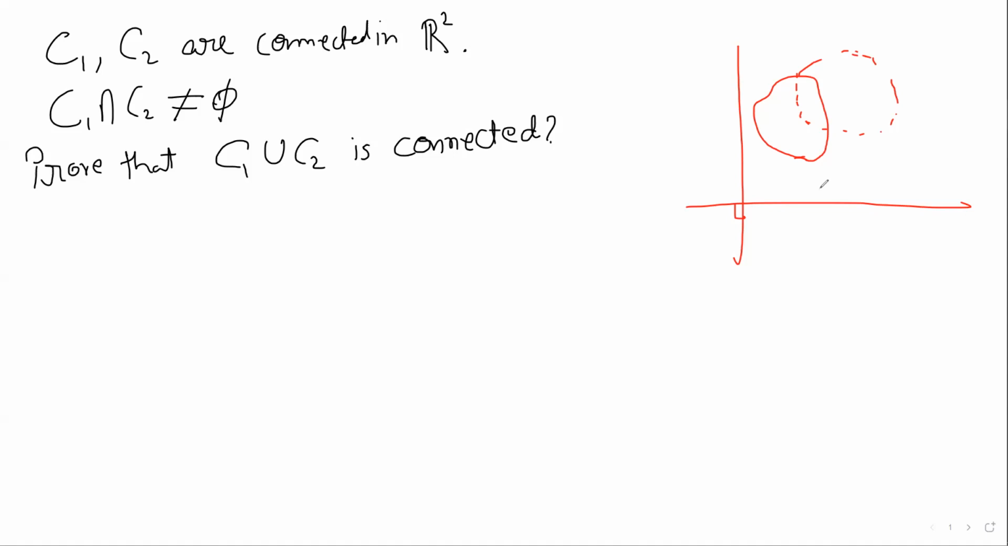And obviously last time we showed that the intersection need not be connected. You can just draw some easy pictures and see that the intersection is non-empty, but it need not be connected. It need not be, it can be, like in this case it is. But we are just interested in the union now.